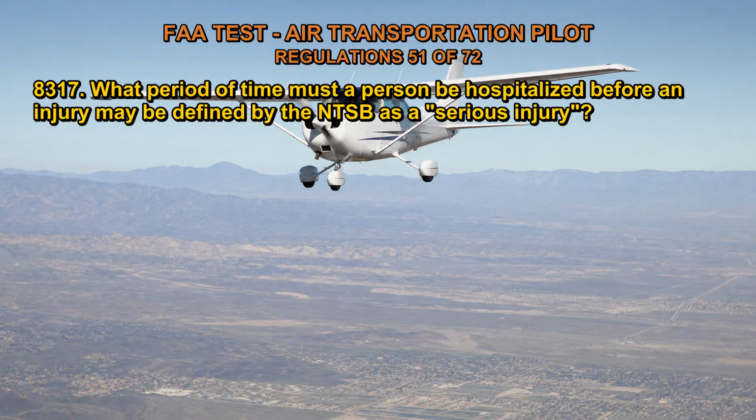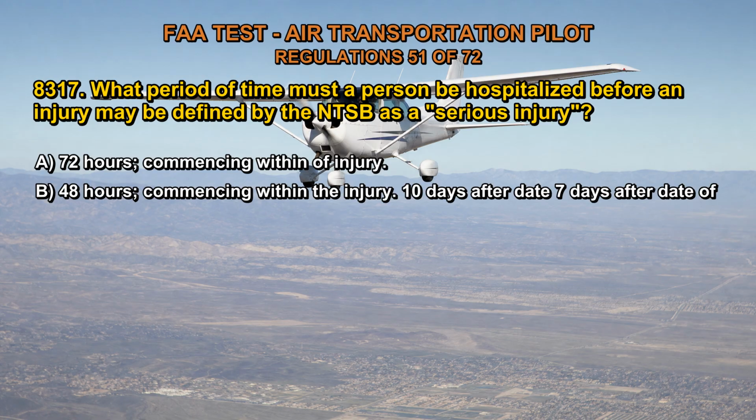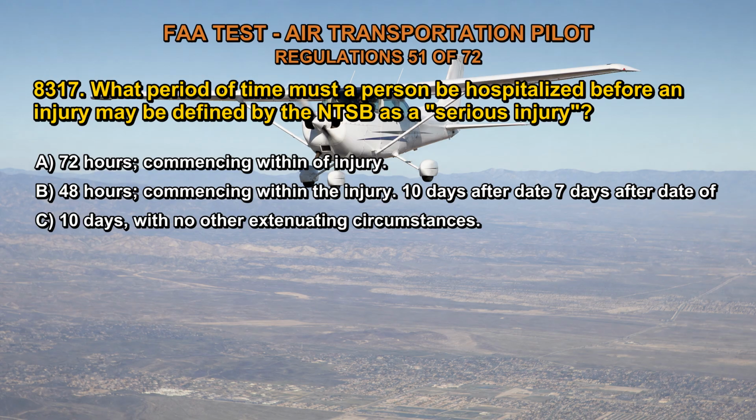Q8317. What period of time must a person be hospitalized before an injury may be defined by the NTSB as a serious injury? A. 72 hours, commencing within 10 days after date of injury. B. 48 hours, commencing within 7 days after date of injury. C. 10 days, with no other extenuating circumstances.